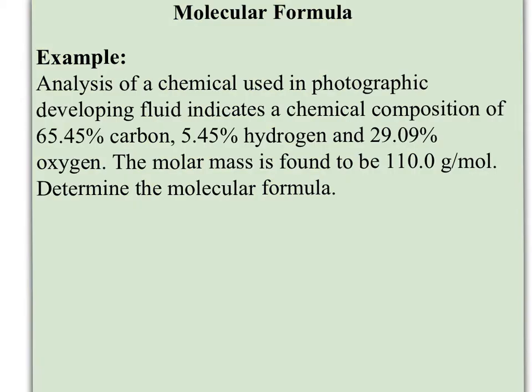So here's another example. An analysis of a chemical used in photographic developing fluid indicates a chemical composition of 65.45% carbon, 5.45% hydrogen, and 29.09% oxygen. The molar mass is found to be 110.0 grams per mole. Determine the molecular formula.